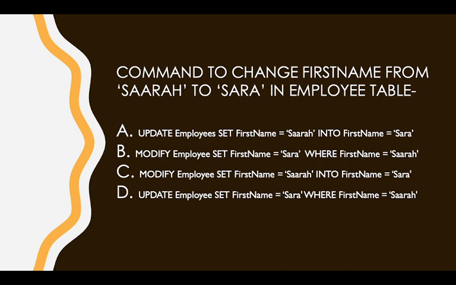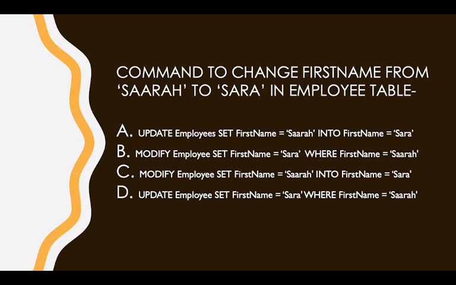So the modify command will basically make modifications if the record exists, and if not, it will create a new record and insert the value, right? So it doesn't matter for the modify command if the record exists or not. If it doesn't exist, it will automatically create a new record for us and insert the value. While the update command will only modify the existing record.